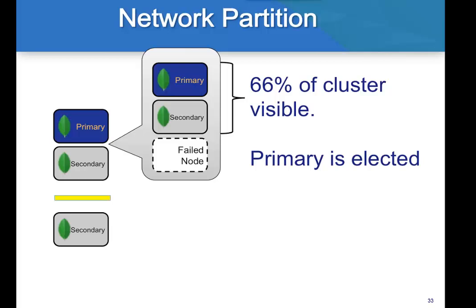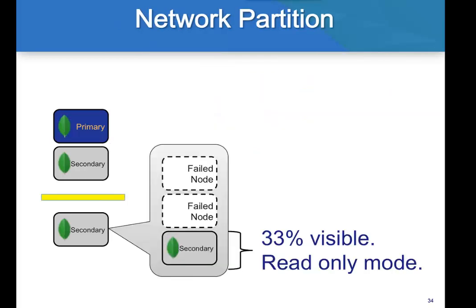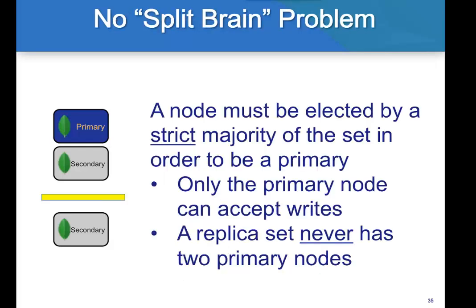Now, on this side of the partition, there are 2 out of the 3 votes available. So 2 out of 3, that's a strict majority. So this primary continues to be a primary, right? On the other side of the partition, the node can't contact the primary or the other secondary. It says, okay, those 2 have gone away. Only a third of the votes is visible. I have 1 vote out of 3. Therefore, I'm not going to step up as primary. This is really important because it prevents the split brain problem.